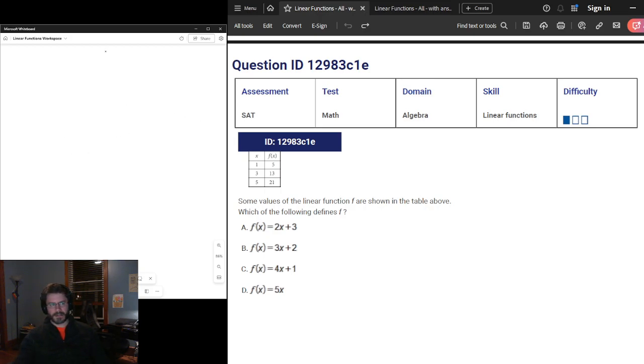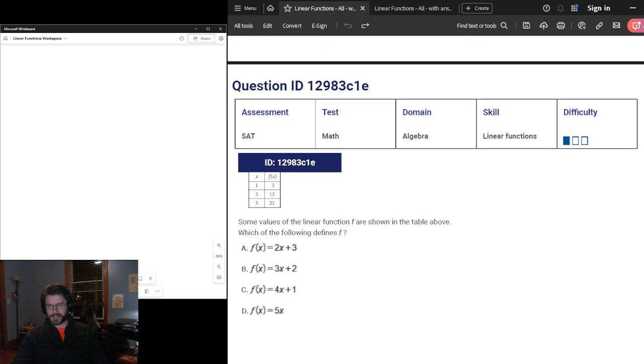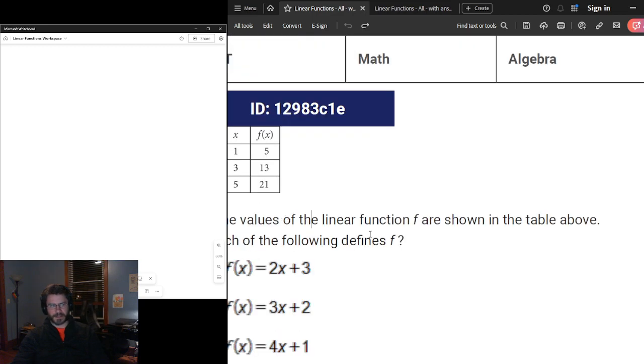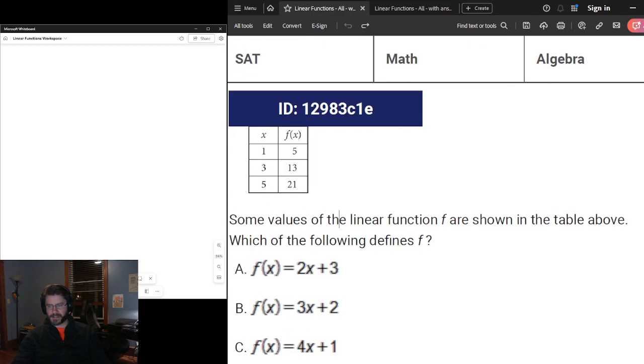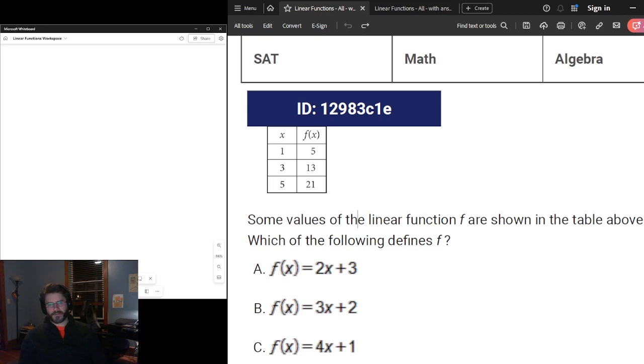Got a linear function as our answers again. They give us an XY table. I'll zoom in because that's kind of small. The formatting of these PDFs is weird. All right, question 33, code C1E.